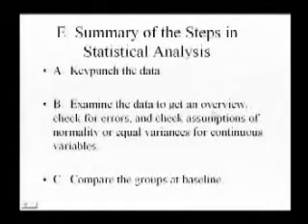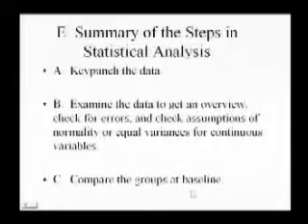Second, examine the data to get an overview, check for errors. This is very important. If you don't look at your data at this point for inconsistencies and errors and erroneous data points that must be excluded before you proceed justifiably, then you're going to have to do it later. Best to do it first. You check the assumptions of the normality or equal variances for continuous variables. So substantiate that you do have indeed permission to proceed with the type of analysis that you had intended.